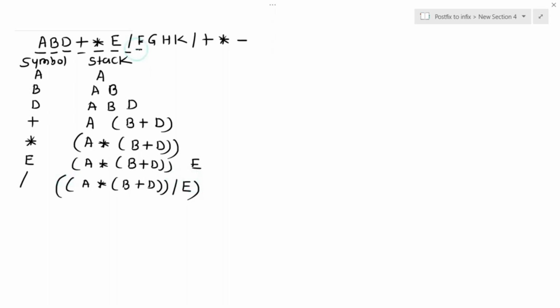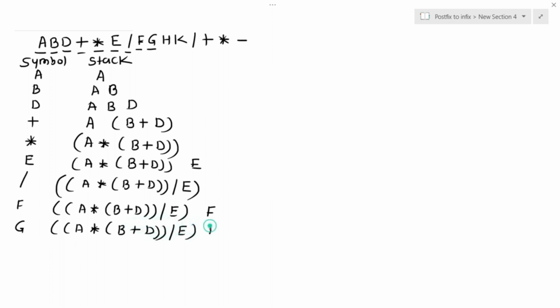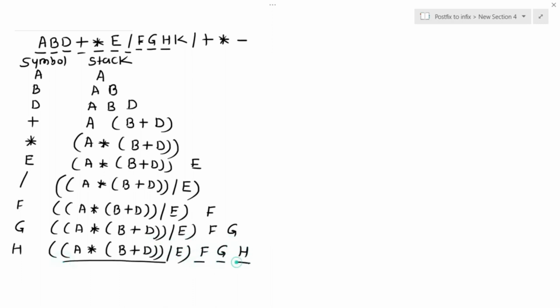Okay, the next one is F. So this is as it is. The next symbol is G. So again write down the same. Just add G here. Then we have H. So here we have same F, G and H. Now we have four operands. This is the first one, second, third and fourth. The next symbol is K. Write down the same, just add K at the top of the stack. F, G, H, K.